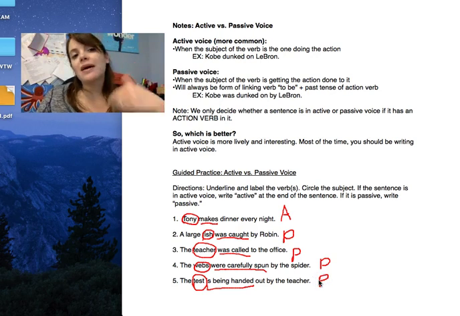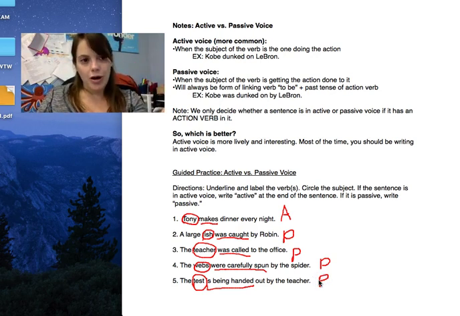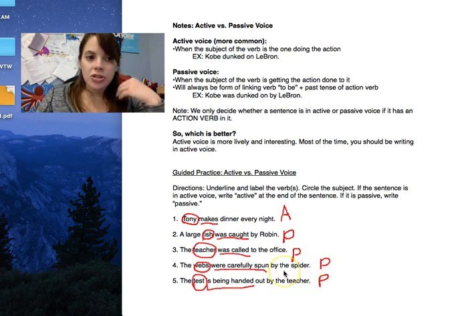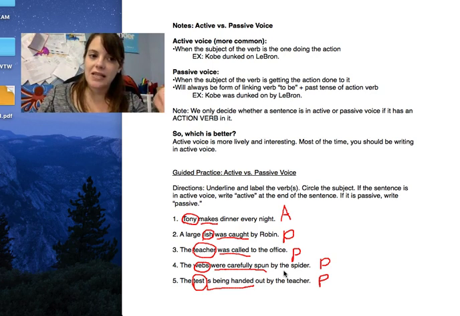So what I want you to think about now, and this is something we're going to practice tomorrow, is that we want to be able to rewrite passive voice sentences in active voice. So here, I know who's handing out the tests. It's the teacher. So the teacher should be my subject. To have the clearest, most active sentence, whoever is performing the action should be the subject.